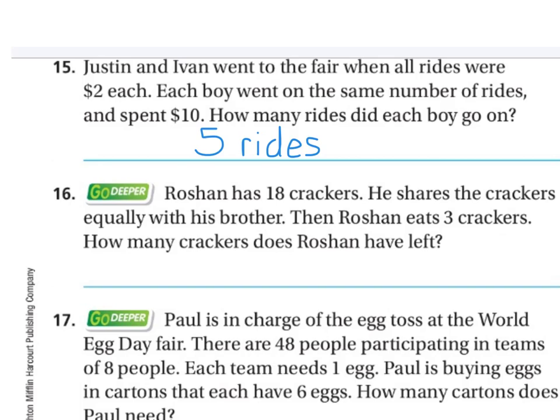Okay, we are ready to check our work on pages 341 to 342, beginning with number 15. The answer to number 15 is 5 rides. Keep listening to see how we got that. You may fast forward if you got 5 rides.